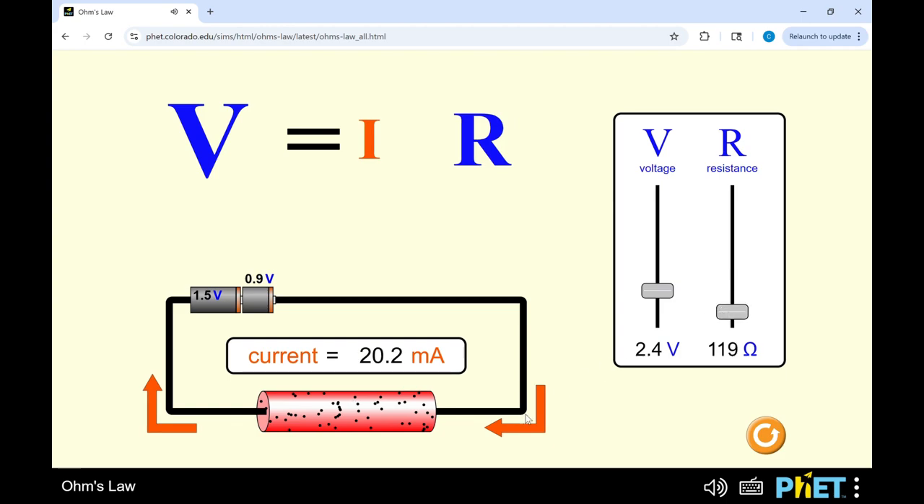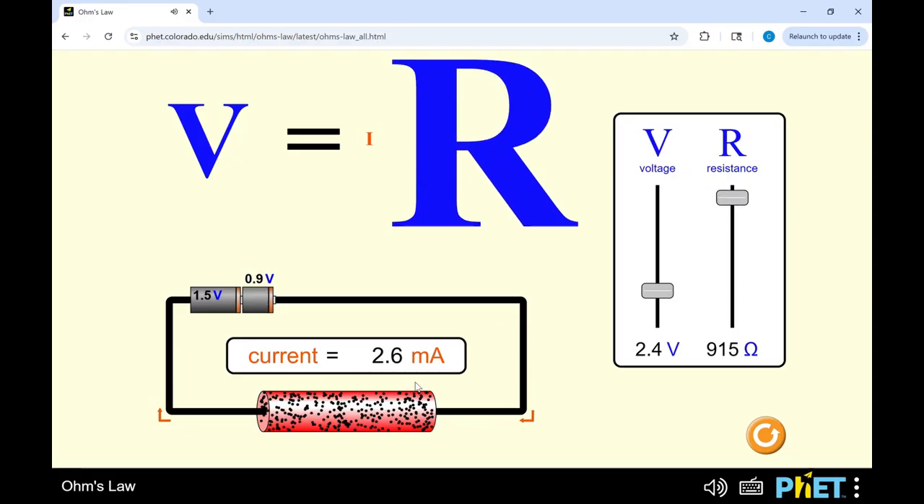You'll notice current is represented by these arrows down here, and resistance is represented by these black dots in our model resistor here.